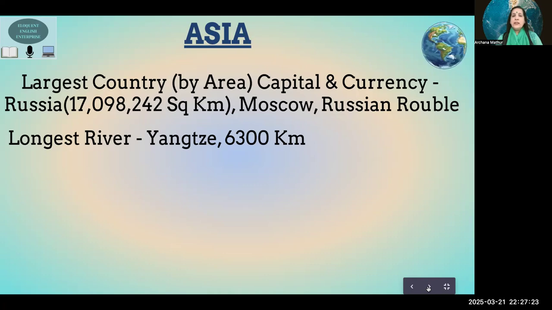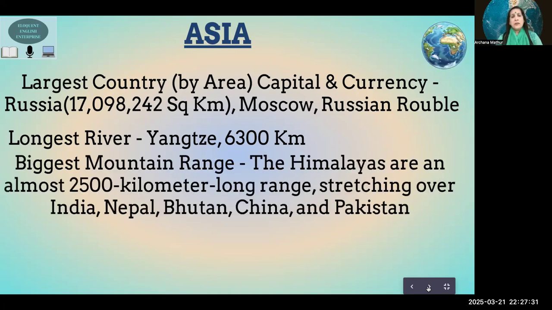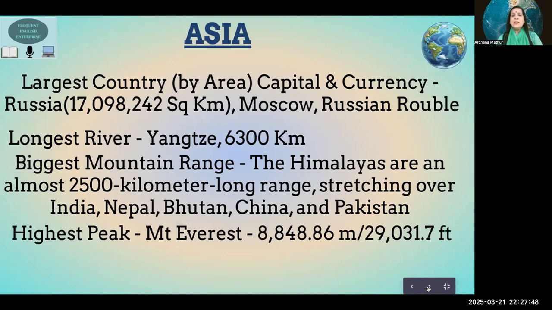The longest river in Asia lies in China, and that's the Yangtze River. It's 6,300 kilometers long. The biggest mountain range, and we are lucky, the Himalayas, they are about almost 2,500 kilometers long, and they stretch over India, Nepal, Bhutan, China, and Pakistan, our neighbors. The highest peak in Asia is Mount Everest.